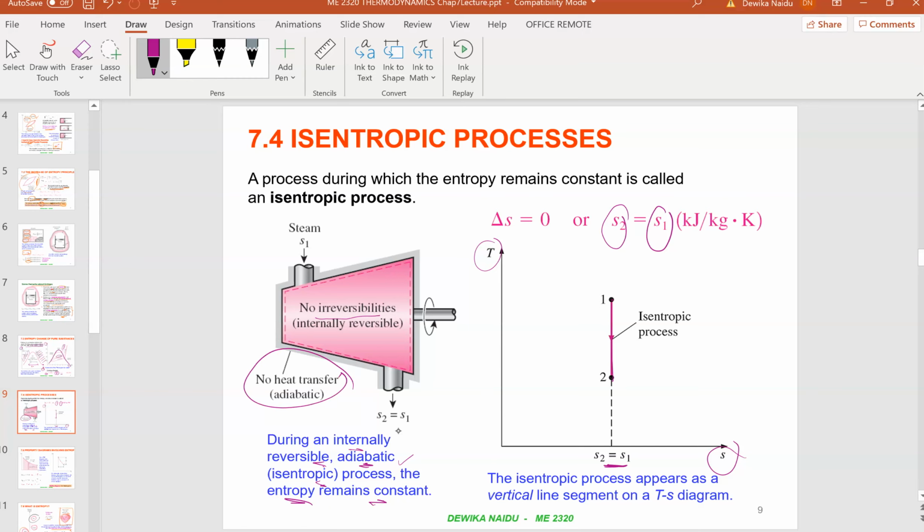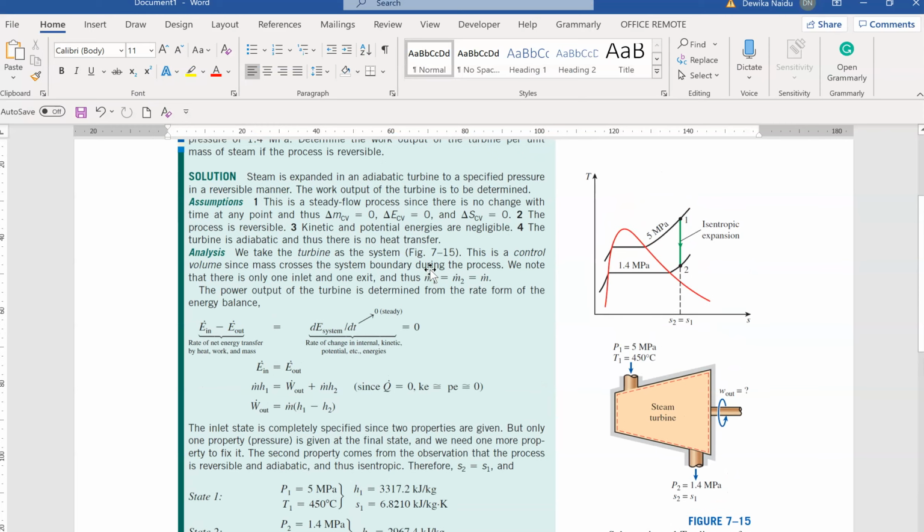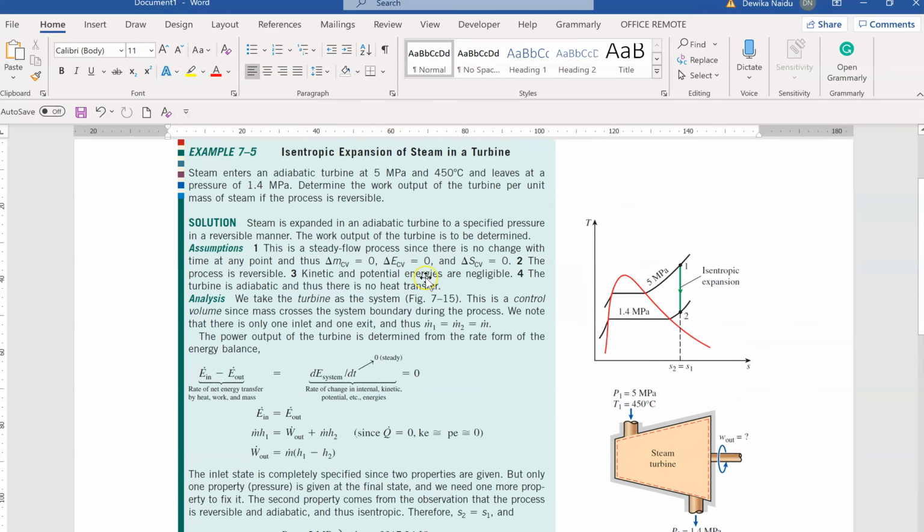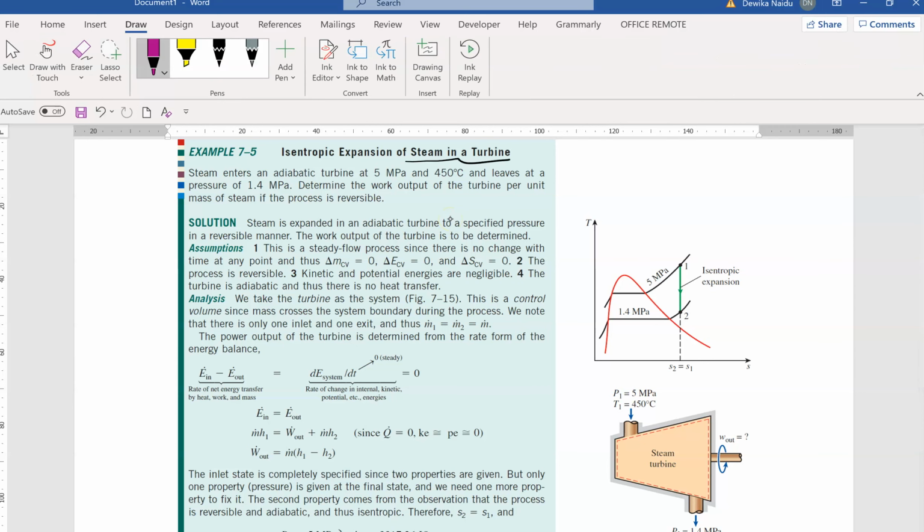Okay, so let's move on to answering a question similar to this, for further understanding. So let's look at this question. Isentropic expansion of steam in a turbine. The steam enters an adiabatic turbine at 5 megapascal, 450 degrees, and leaves at a pressure of 1.4.